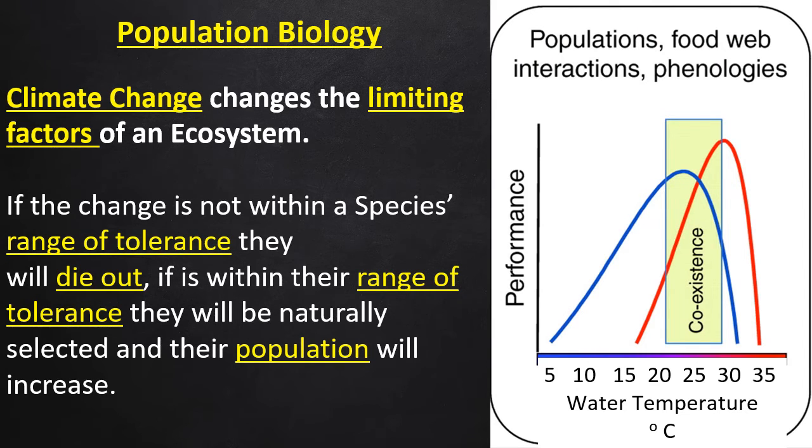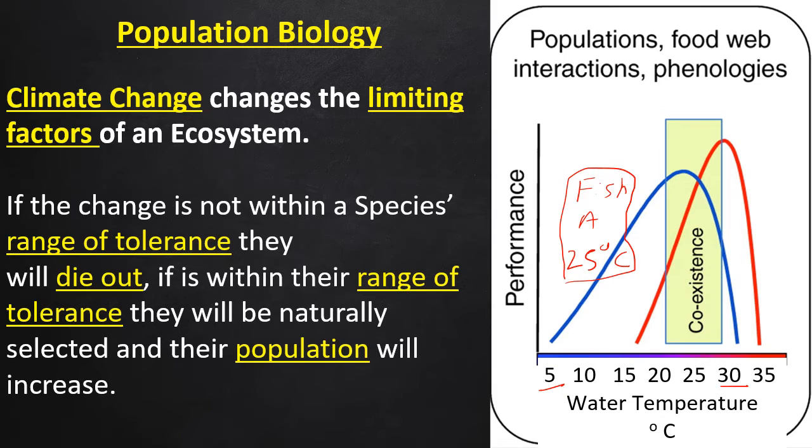Climate change changes limiting factors of an ecosystem. If the change is not within the species' range of tolerance, they will die out. If it is within their range of tolerance, they will be naturally selected and their population will increase. In this diagram, we could see fish A here. Fish A's range of tolerance is from 5 degrees Celsius to around 30 degrees Celsius. That's a range of tolerance of 25 degrees. That's a pretty big range of tolerance.